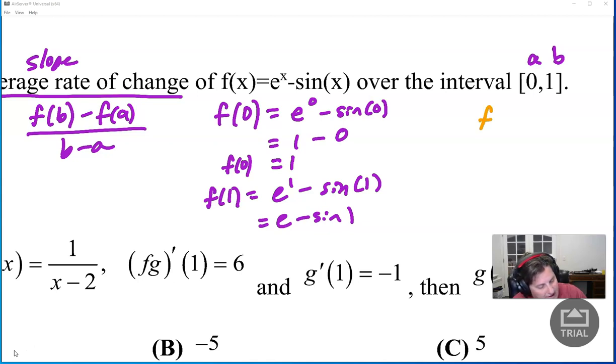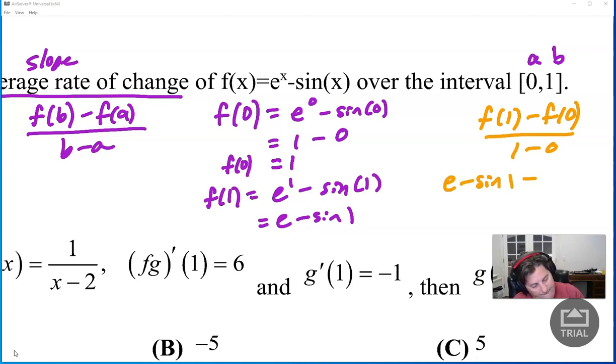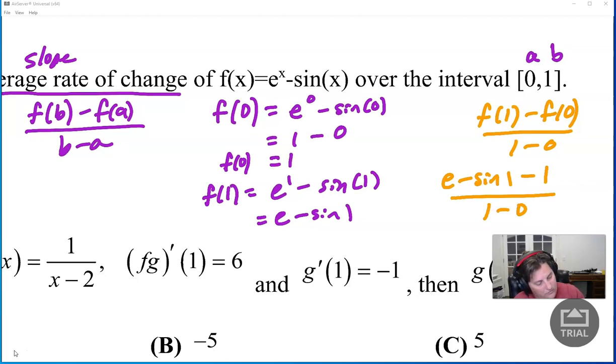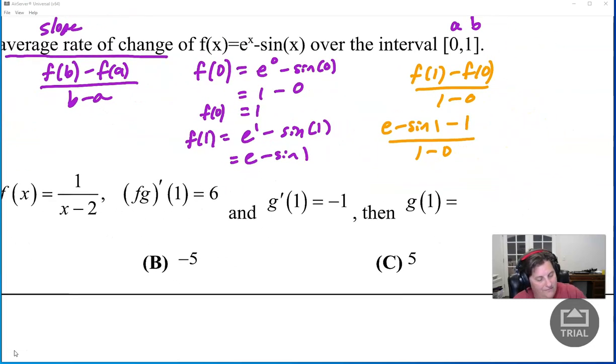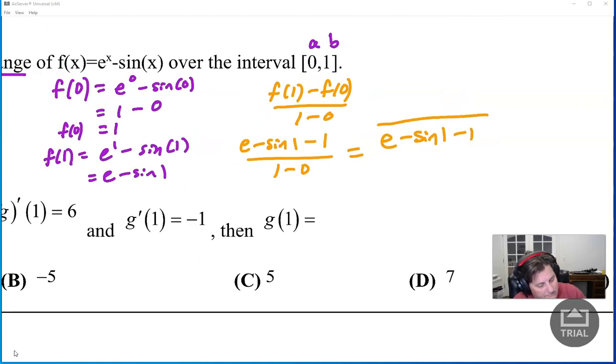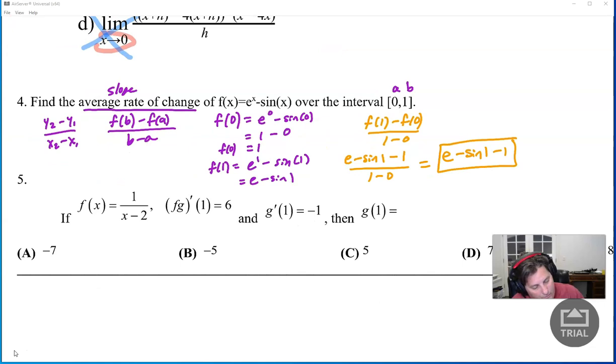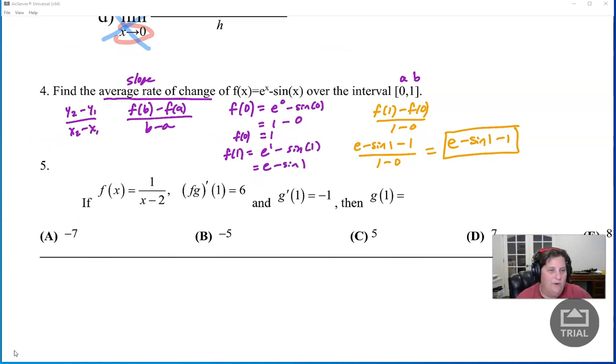I'm going to do f of 1 minus f of 0 over 1 minus 0. F of 1 is e minus sine 1. F of 0 is 1, over 1 minus 0. Well, if I have a 1 on the bottom, it's just going to be e minus the sine of 1 minus 1, all over 1, but that's it. And that would actually be one of your multiple choice answers. You can't really simplify more than that.